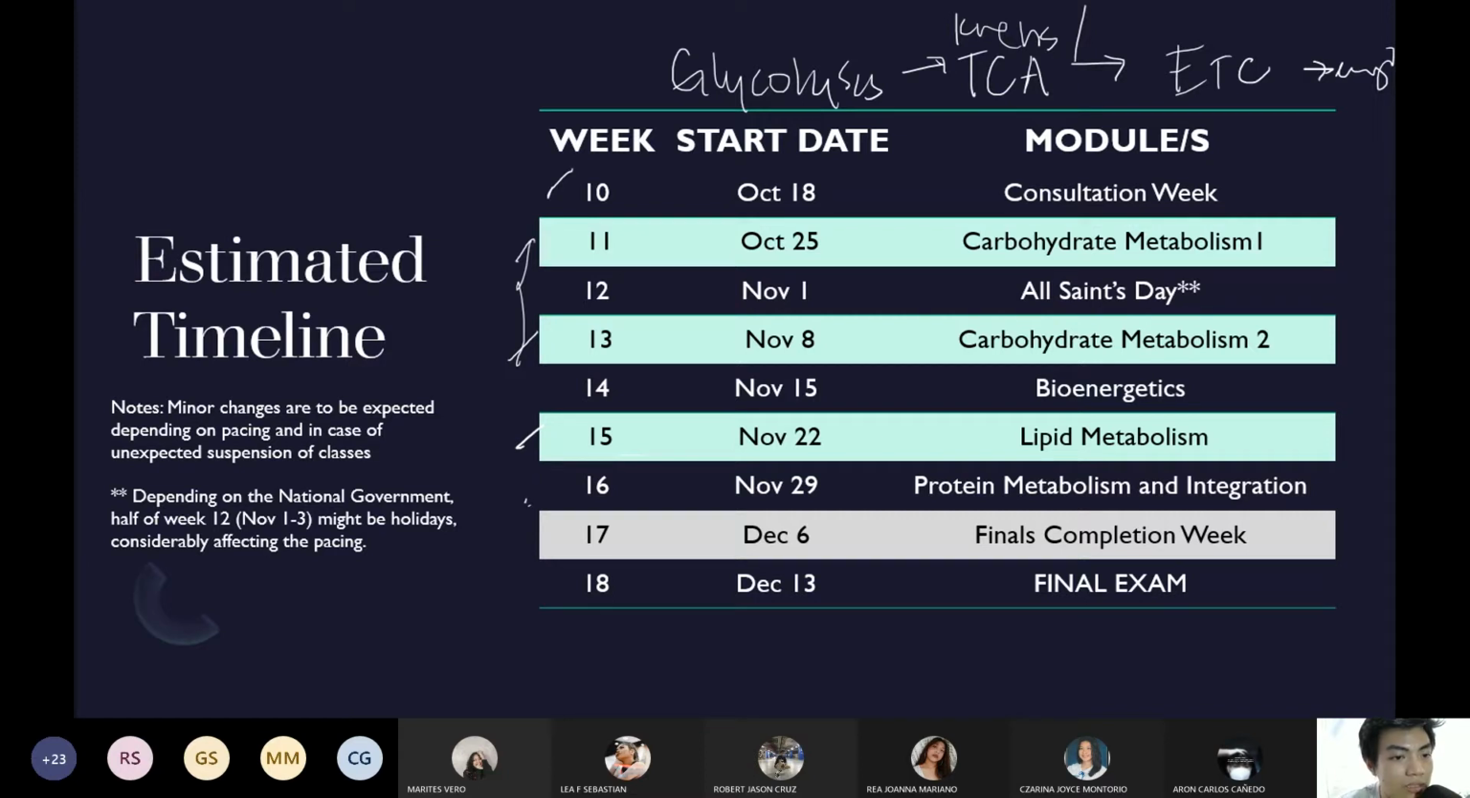Hopefully hindi na tayo matulad sa last academic year na binagyo tayo. Okay. So hopefully ngayong academic year walang ganun na. Okay. Ang dami na natin problema sa buhay. Sana hindi na madagdagan. Okay.